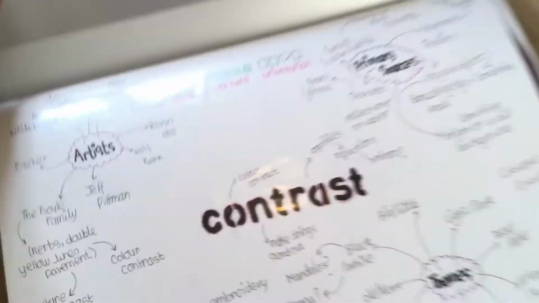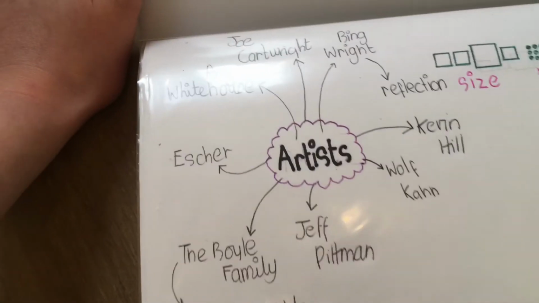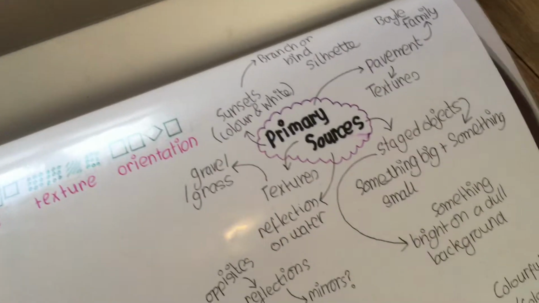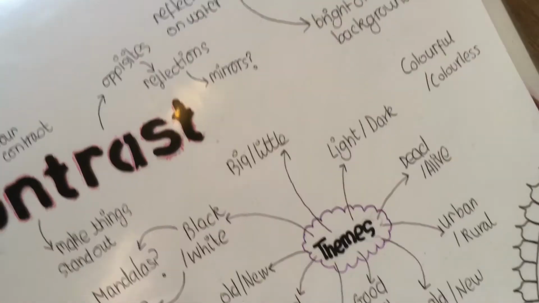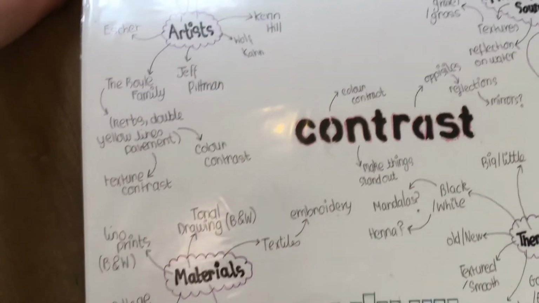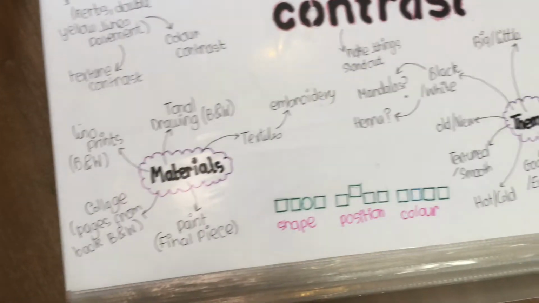The theme I chose for my coursework was contrast, and before we start our project we have to make a mind map of the artists we plan to use, techniques, primary sources and initial ideas for what our final piece could be. So this is just my mind map where I basically wrote down a load of ideas to gather inspiration for what I actually wanted to do during the project.